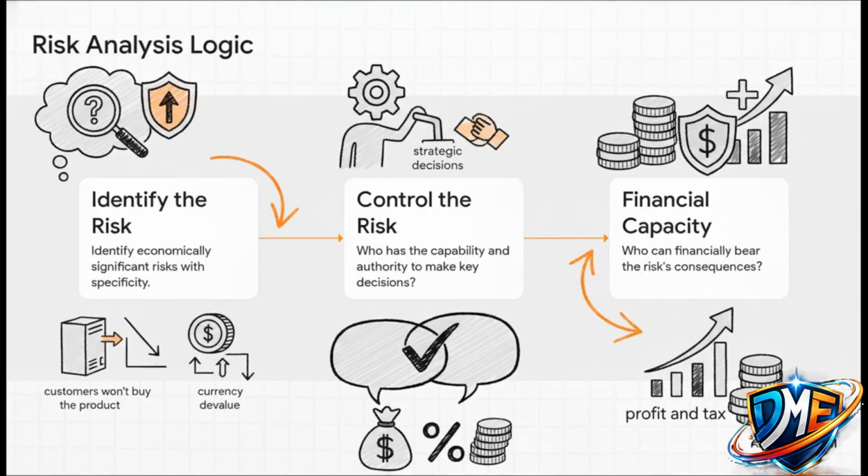And risk is absolutely central to this whole analysis, and it follows a pretty simple logic. See, you can't just write in a contract that a company has a risk. You have to ask 2 really important questions. Who is actively controlling the decisions around that risk? And second, who actually has the financial muscle to absorb a loss if things go south? The company that can legitimately say yes to both control and financial capacity, well, that's the one that earns the profit and pays the tax.